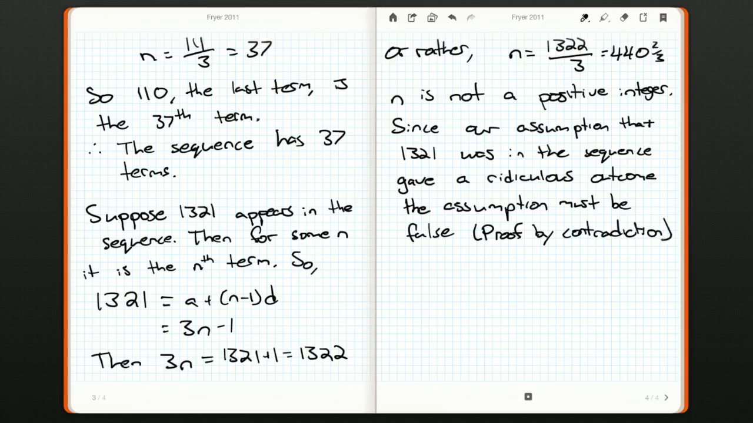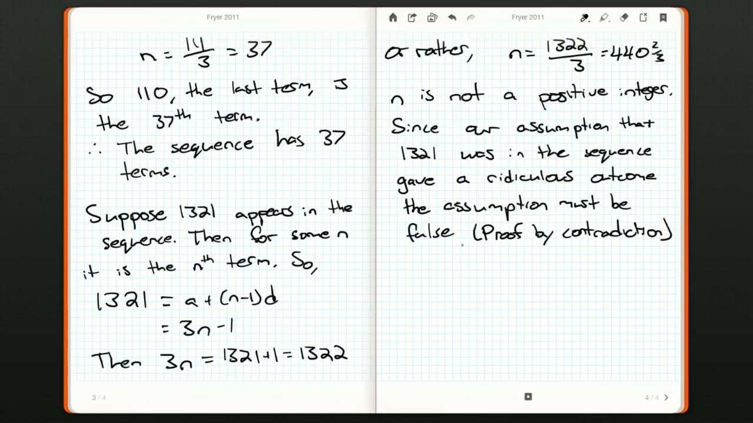So this is what's known as a proof by contradiction. We assumed something, it gave us a gibberish answer. So something that makes absolutely no sense. You can't have a 440 and 2/3 term in a sequence. The term numbers have to be positive integers. You have a first term, a second term, a third term, a fourth term, a 440th term, sure, but not a 440.66666 repeating term. So we contradicted our assumption by getting a nonsense answer out here. Okay.